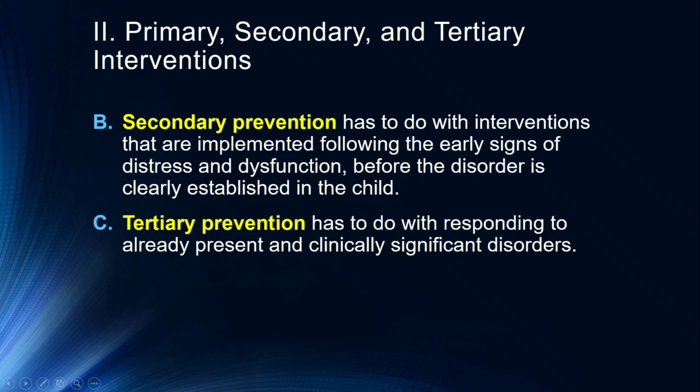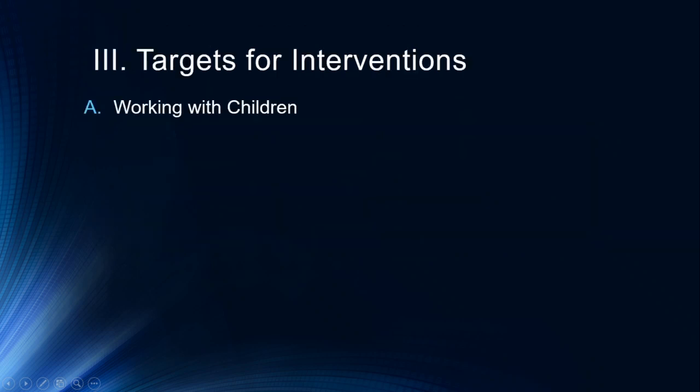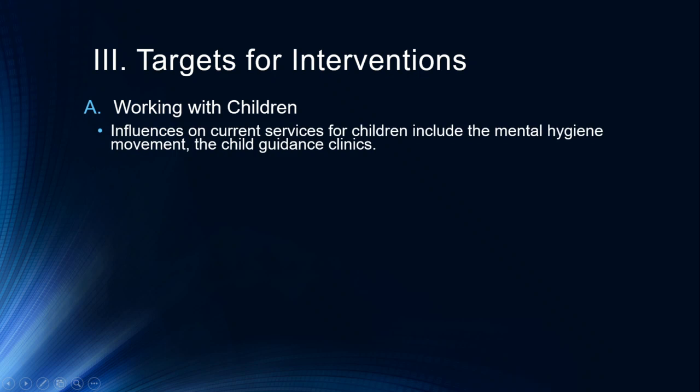And then tertiary prevention has to do with responding to already present and clinically significant disorder. Really, now we're at treatment. We're trying to prevent the disorder from having significant effects. So the targets we will have for interventions, of course, are children. This is what we call the mental hygiene movement, child guidance clinics, working with the kids themselves, making sure they can understand what's happening if they are having some sort of disorder. So really working on propping up the kids themselves, making sure they're safe, making sure they feel safe, etc.